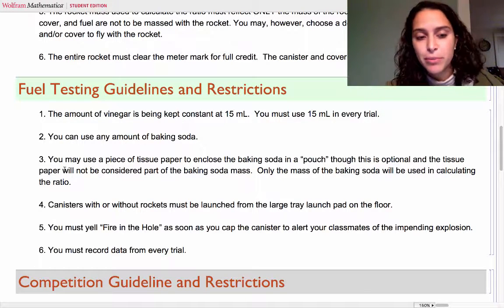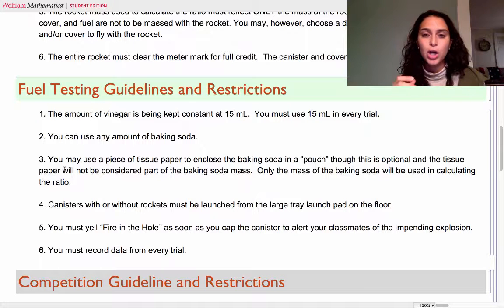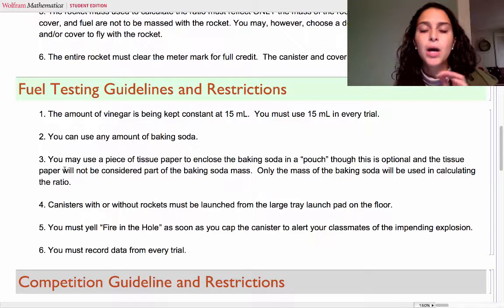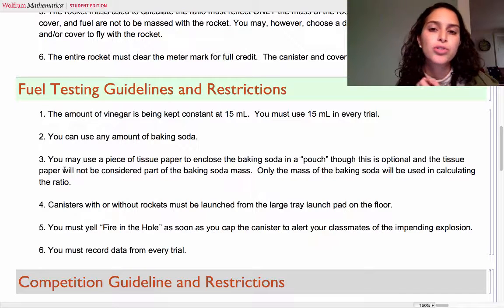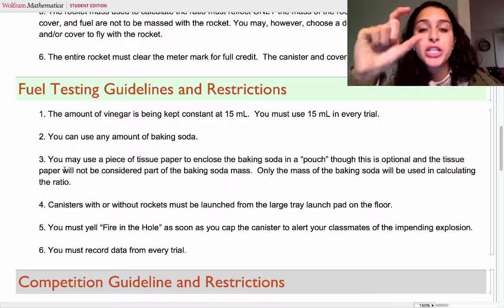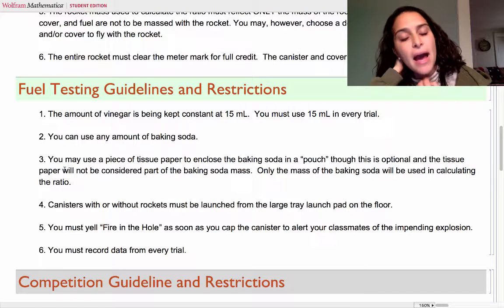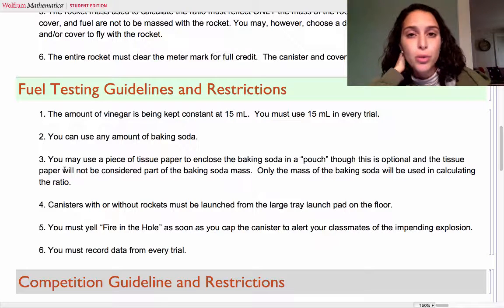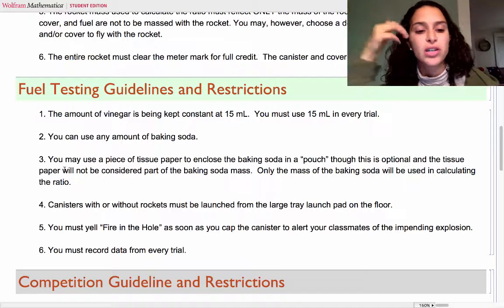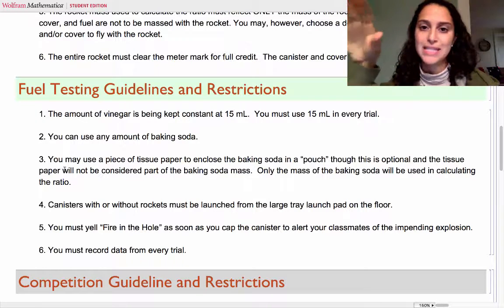Some people, so number 3, some people like to put the baking soda in a little piece of tissue paper and drop it in to give them some time. That's fine. But the paper towel does not go towards your mass of baking soda. It's just the baking soda. Okay? When you're launching your rockets, there's a tray that I will show you. They have to be launched from the tray. That's our launch pad. It's so people know where it will be, so it's easier to clean up. Okay, it's a designated spot.